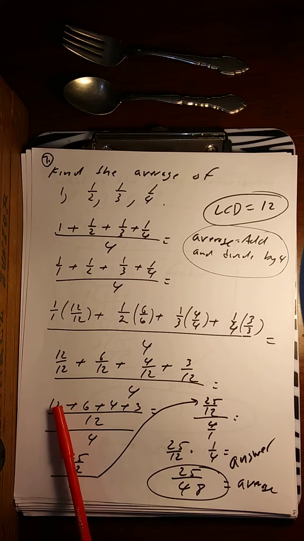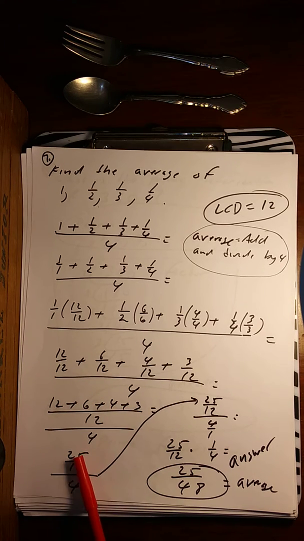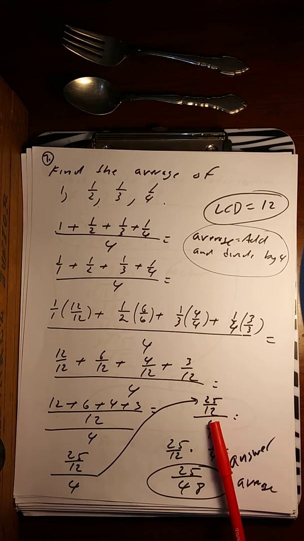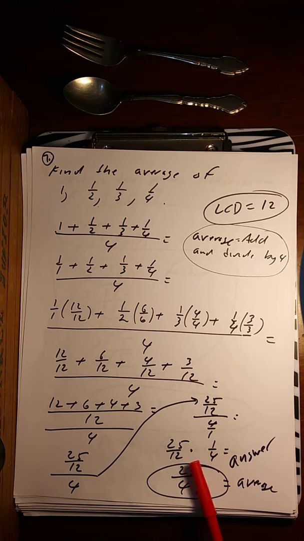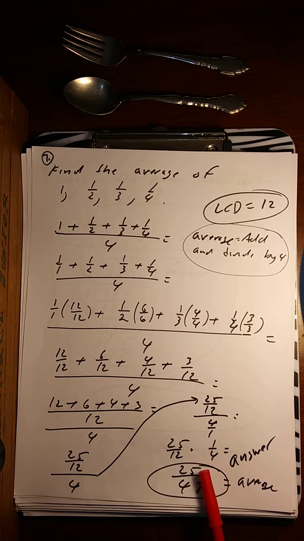Now, add these numbers up. 12 and 6 and 4 and 3 is 25 over 12 divided by 4. And this right here is the same thing as 4 over 1. Get the reciprocal of this, flip it upside down. Instead of 4 over 1, it's going to be 1 over 4. So that's going to give you 25 over 12 times 1 over 4, which is 25 times 1 is 25, and 12 times 4 is 48. So 25 over 48 is the average.